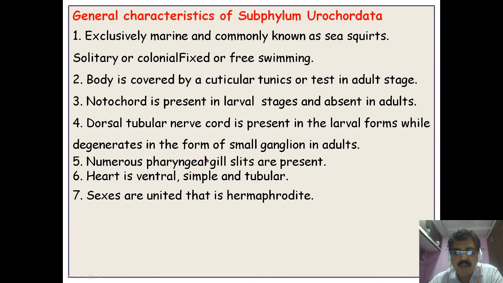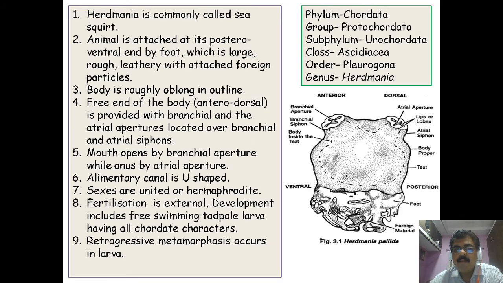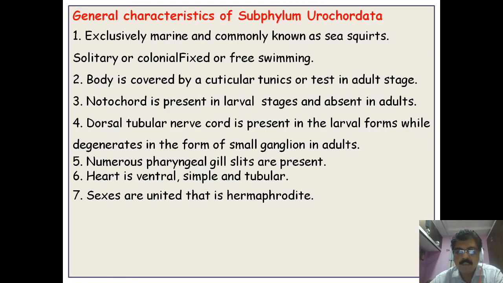Numerous pharyngeal gill slits are present in the adult for respiration. The heart is on the ventral side as in the chordates. It is simple and tubular. Sexes are united, that is, these are hermaphrodites. This thing you have to write down on the writing page, or the lining page.